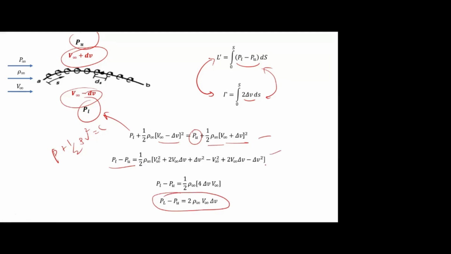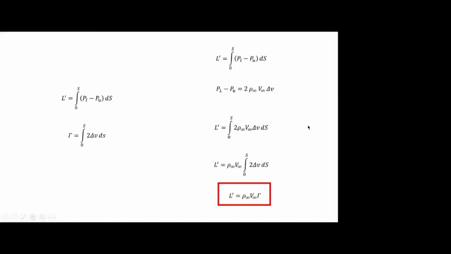You can check these steps, it is a simple rearrangement only. So to equate lift and circulation, I have to relate this pressure and velocity. So I take Bernoulli's equation, apply it to the lower surface and upper surface, and simplify to get this equation. So this is the lift equation, this is the circulation equation, and we found PL minus PU is this much. Then substitute in this lift equation. This is the final lift equation.